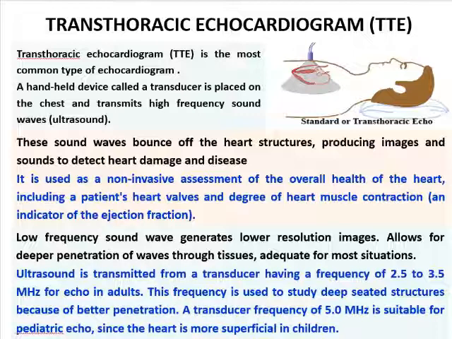It uses low frequency sound waves, and then the resolution is also low. At the same time, it allows maximum or deeper penetration of waves through tissues and is adequate for most situations. Normally, for transthoracic echocardiogram, a frequency of 2.5 to 3.5 megahertz is used for adults, whereas for children, a transducer frequency of 5 megahertz is suitable because the heart is more superficial in children.